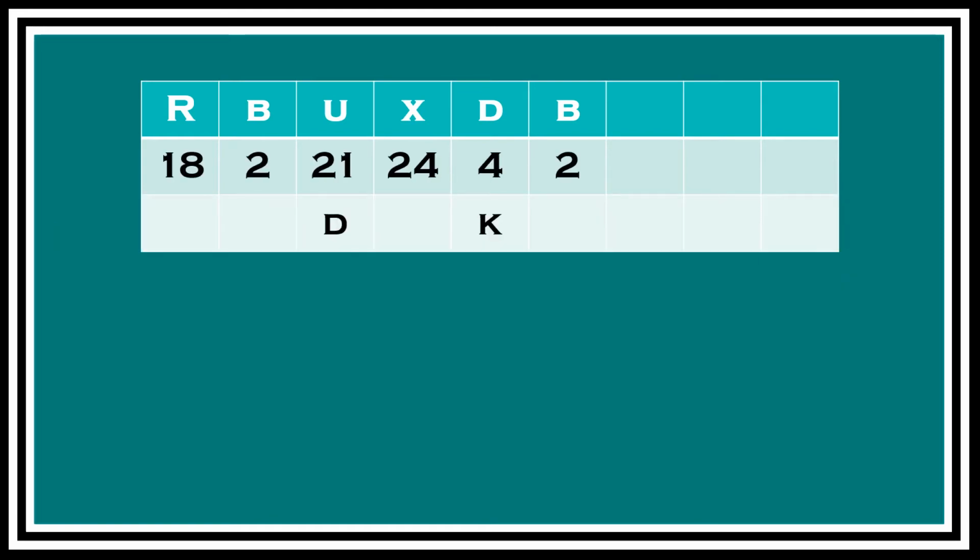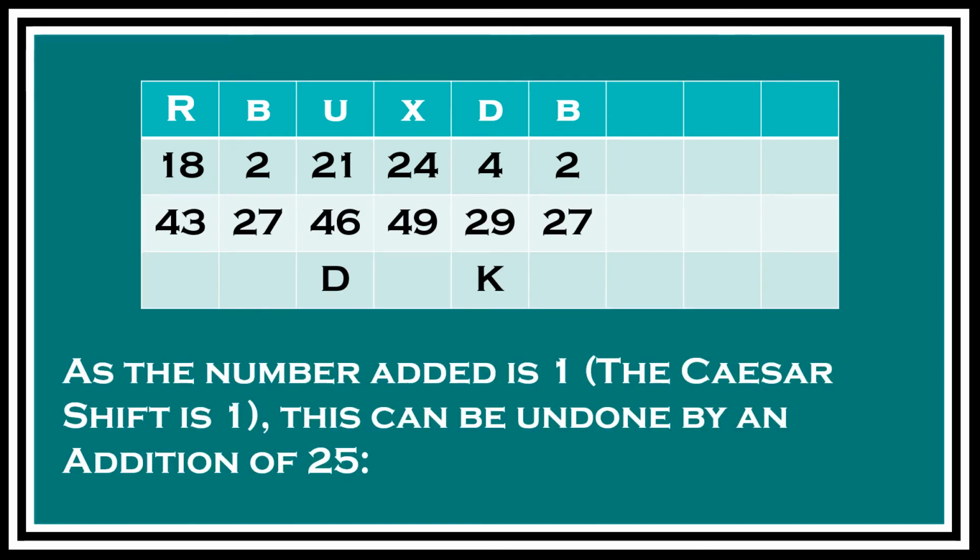Okay, so our encoded message was RBUXDB. If we translate each of those letters to numbers based on the position in the alphabet, we get that first row of numbers there, 18, 21, 24, 4, 2. Now, the number added, the Caesar shift, we have found to be 1. That's what we found a couple of slides ago. So to undo a Caesar shift of 1 when we are decoding the message, we need to add 25, because 26 minus 1 gives you 25.